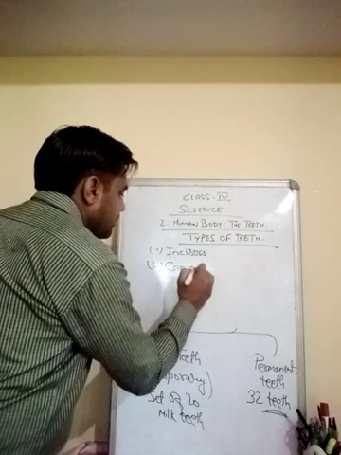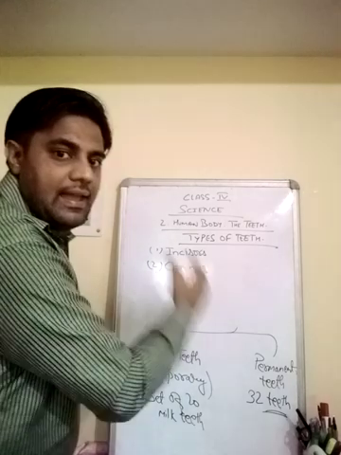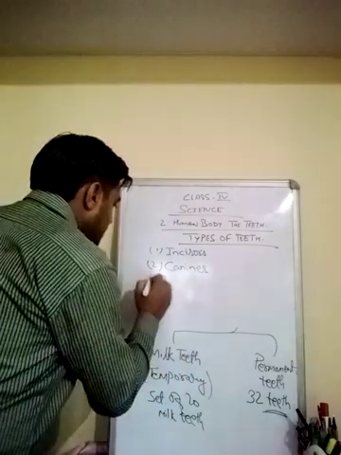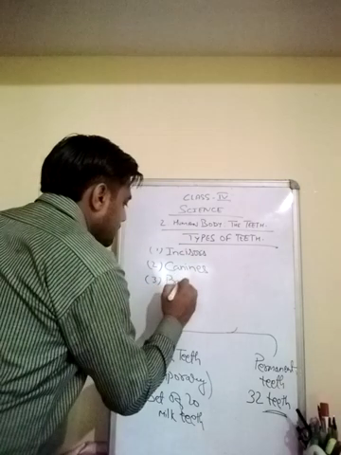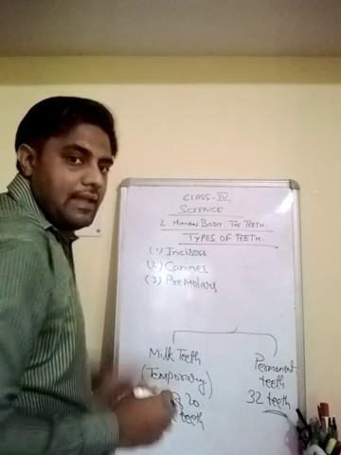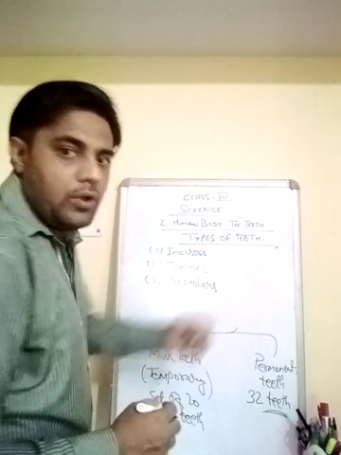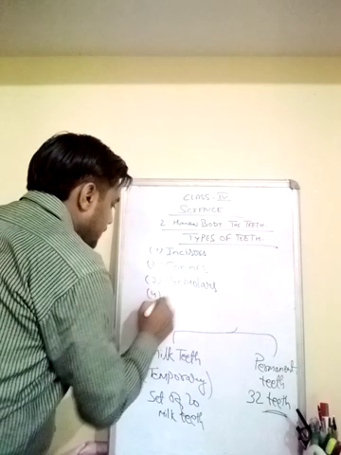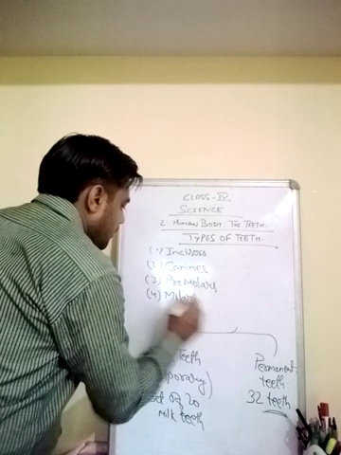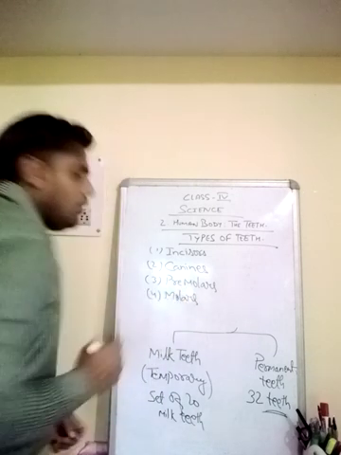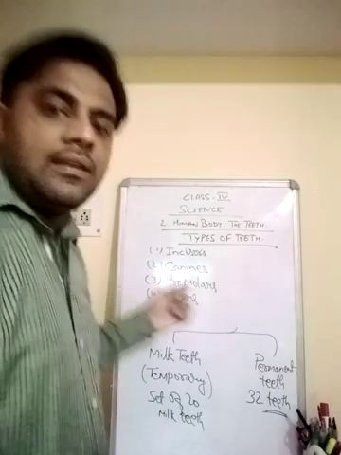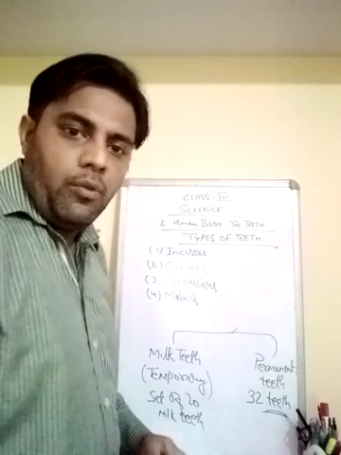Canines, CANINES, canines. Then you have premolars, PREMOLARS, premolars, and then the 4th one you have molars. Okay, we have incisors, canines, premolars and molars.